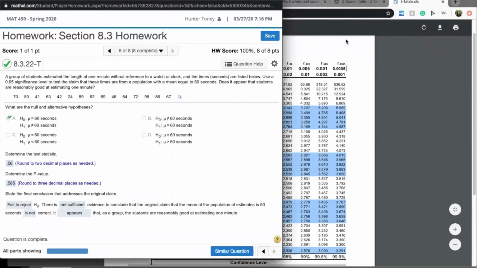All right, guys, so moving on to the last problem in homework 8.3. I wanted to choose this one because it was a little different because they're actually giving you data to find out more about the problem.